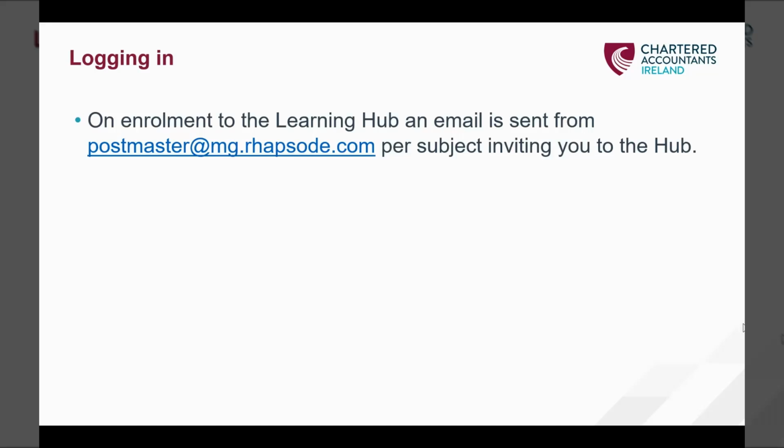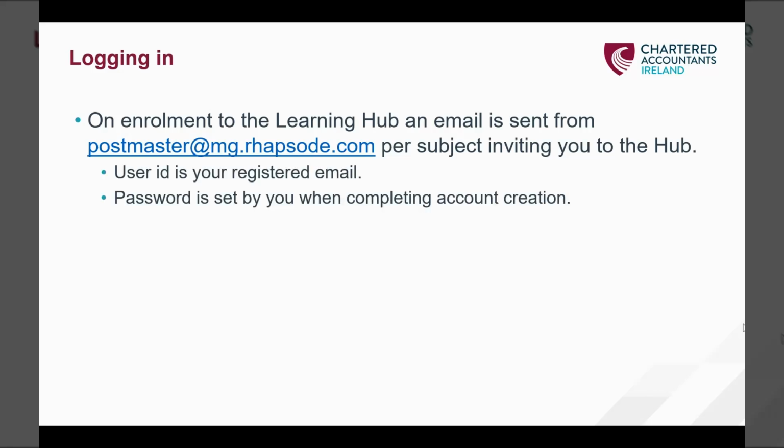On enrollment to our Learning Hub, an email will be sent from postmaster@mg.rapso.com per subject inviting you to the hub. For every subject you've been enrolled in, you'll get an individual email. The first time you click the link in this email, you'll be brought to the Learning Hub where you'll be asked to set your password. Your user ID on the Learning Hub is your registered email address, and the password is the one that you set the first time you log in.